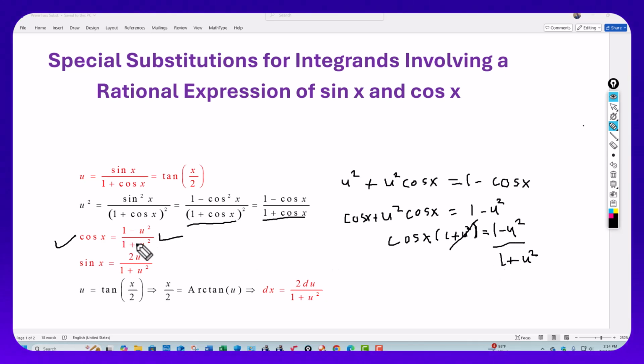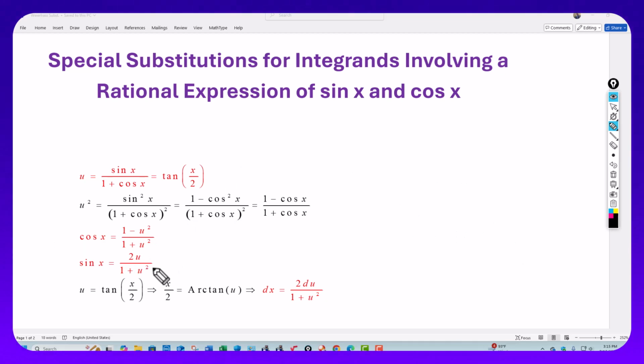So that means when you get a problem involving sine and cosine, the substitution for cosine of x is going to be 1 minus u squared over 1 plus u squared. So that's how this was derived. Now for the sine of x, we're using this part right here, and we're just going to multiply both sides by 1 plus cosine. So on the right side, I'm going to be left with sine of x, and then the u is multiplied by 1 plus cosine.